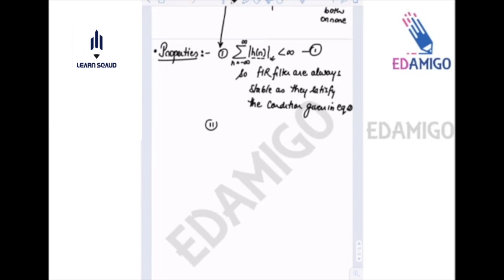Second, as we know that an IIR filter can never be linear phase, the property of the FIR filter is that an FIR filter can be designed with a linear phase. Next property. Now this is a very important property.